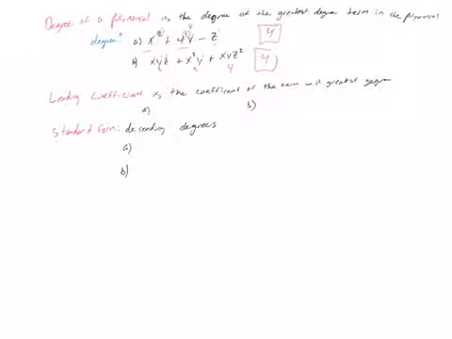Now the leading coefficient is the coefficient, or the number next to the term with the greatest degree. So we already determined which one has the greatest degree, right? This one and that one.